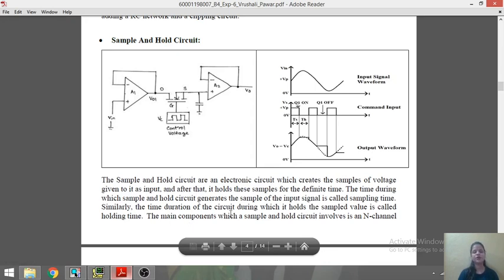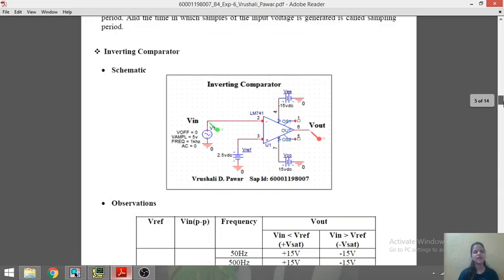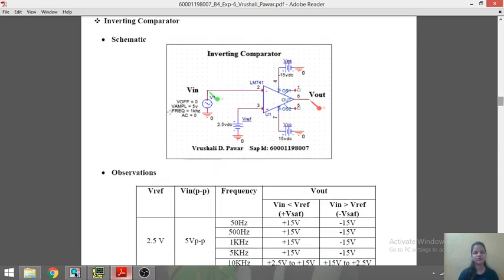The main component of the sample and hold circuit is the N-channel MOSFET. Here is the N-channel MOSFET. So an N-channel enhancement MOSFET will be used as the switching element. Here you can see the output. Next, here is the inverting comparator schematic.